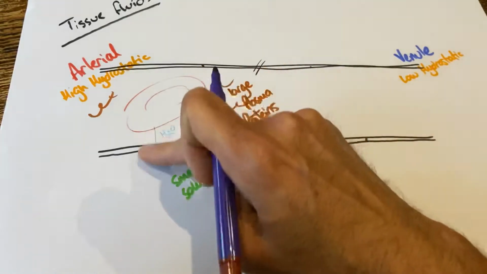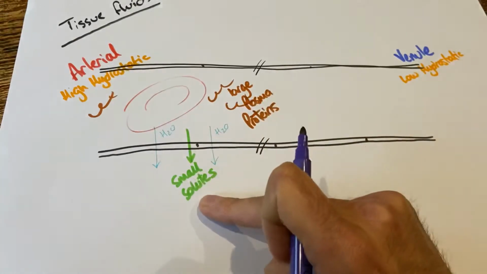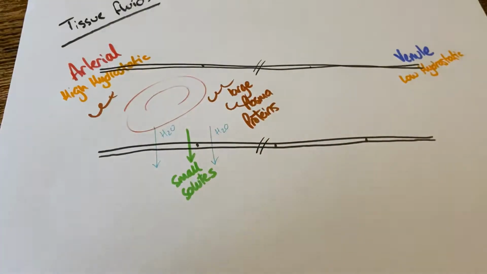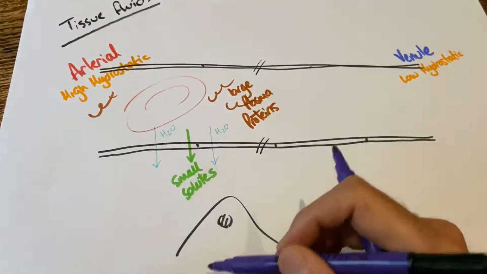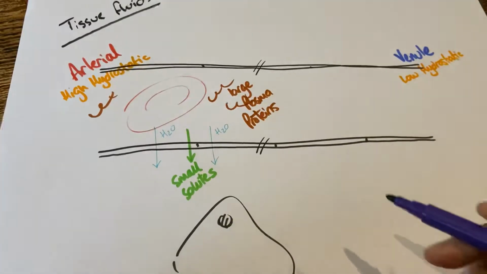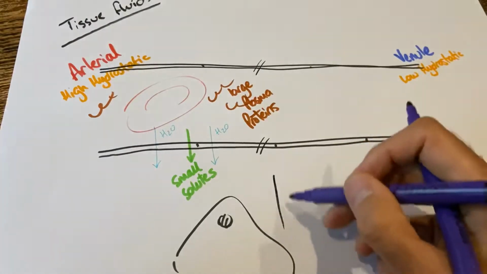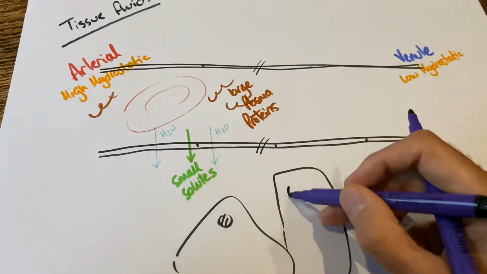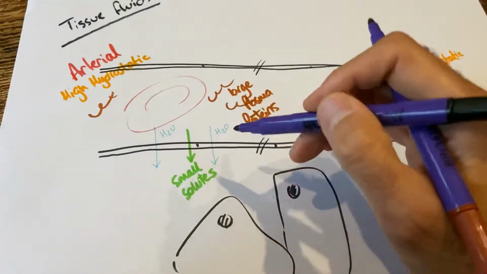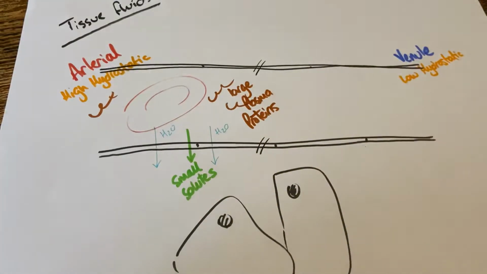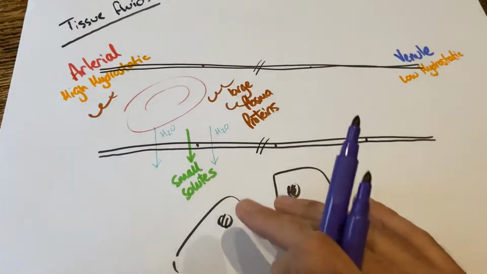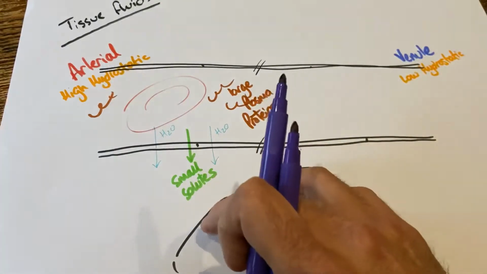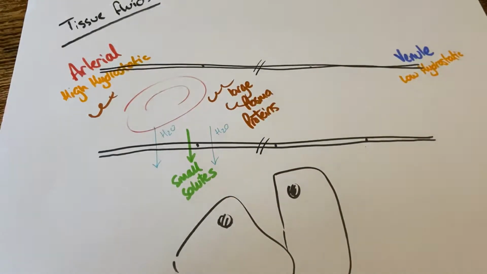So what we have here is all this water and small solutes being forced out that will then be bathing the cells around this capillary that we've got here. Awfully handy for the cells, because obviously they need the solutes, the water, for their chemical processes, respiration, protein synthesis, for example. So some of these will be coming out, bathing the cells, forming tissue fluid around each and every one of these cells.